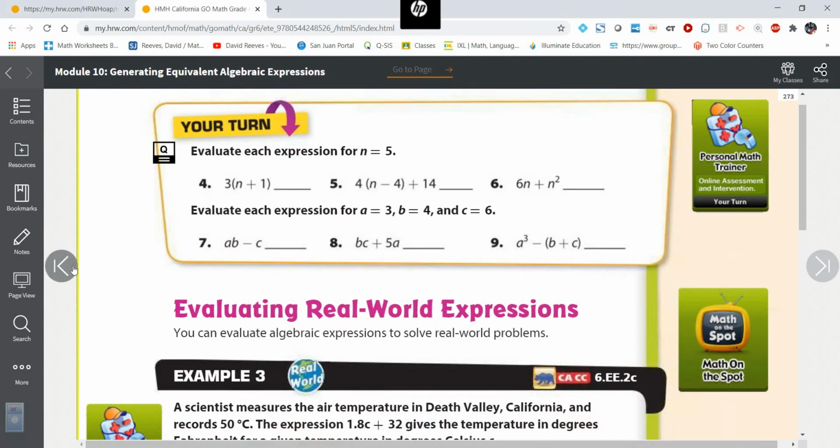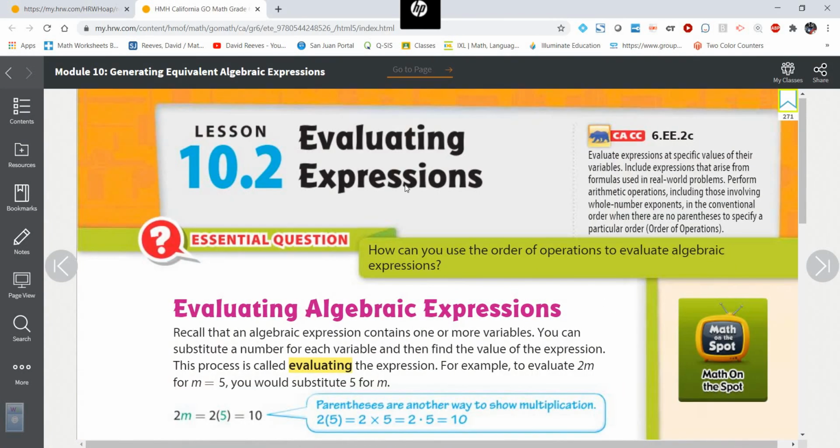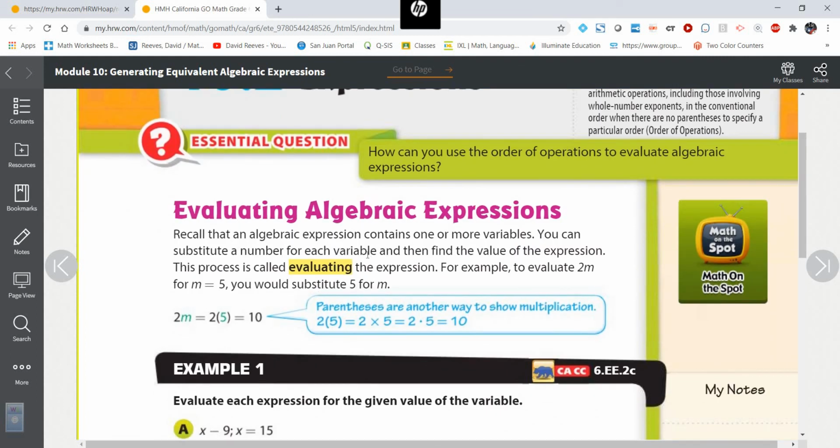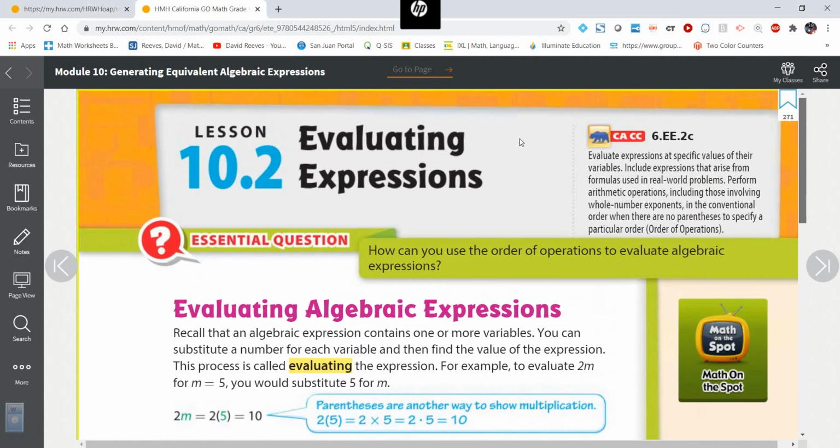All right, so that is how you evaluate expressions. Remember, evaluating algebraic expressions is finding a numerical value for that algebraic expression, and we do that by substituting. All right, that word substituting, we take out the variable and we put the numerical value that it's equal to, and then we perform the operation or operations, following order of operations, and you get a numerical answer. All right. Hope this video helped you understand how to evaluate algebraic expressions.